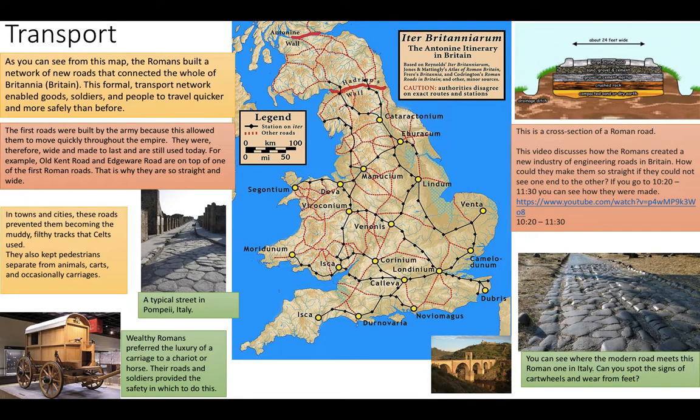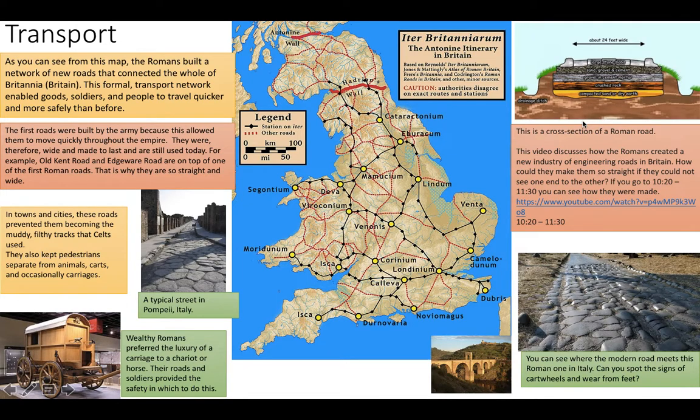The Old Kent Road and Edgware Road are on top of one of the first Roman roads, and that's why it's so straight and that's why it's so wide as well. In towns and cities, roads prevented them from becoming muddy, filthy tracks that the Celts used. They also kept pedestrians separate from animals, carts, and occasionally carriages. So the Roman road was created a lot like a modern road is, with different layers of hard material to make sure that they are lasting.